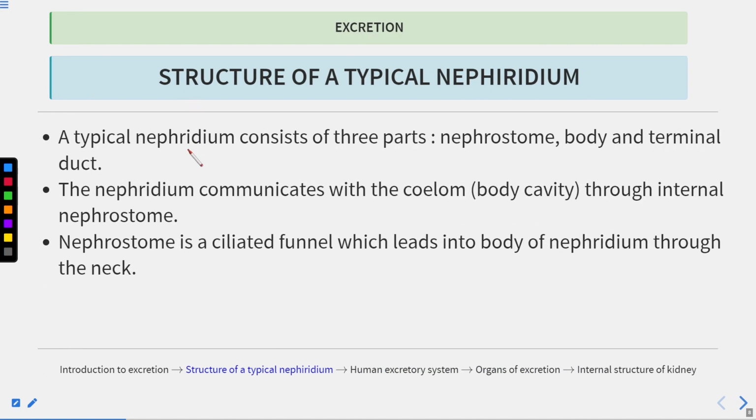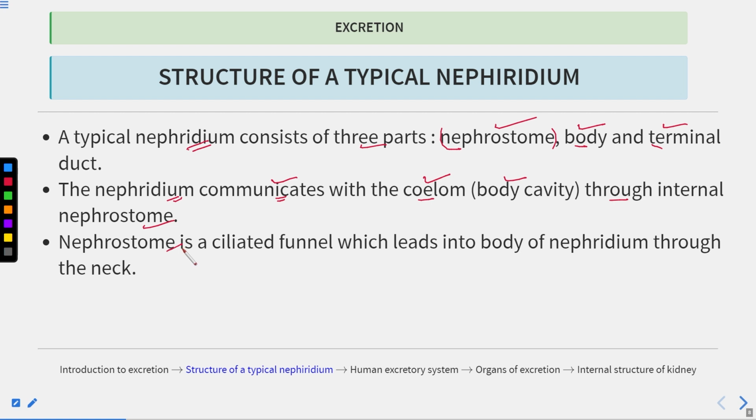Now, if we talk about the structure of the nephridium, a typical nephridium consists of three parts. First is the nephrostome, which we have already discussed. Second is the body, and third is the terminal duct. Now we'll study the nephrostome, body, and the terminal duct. The nephridium communicates with the coelom, the body cavity, through the internal nephrostome, the funnel-like structure. This is connected with the body cavity.